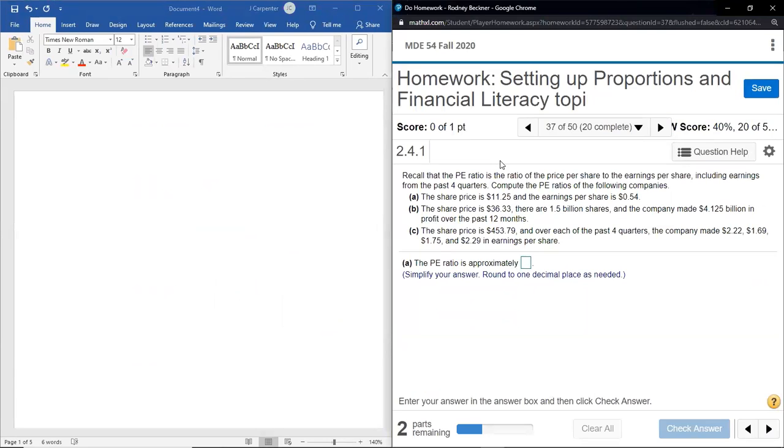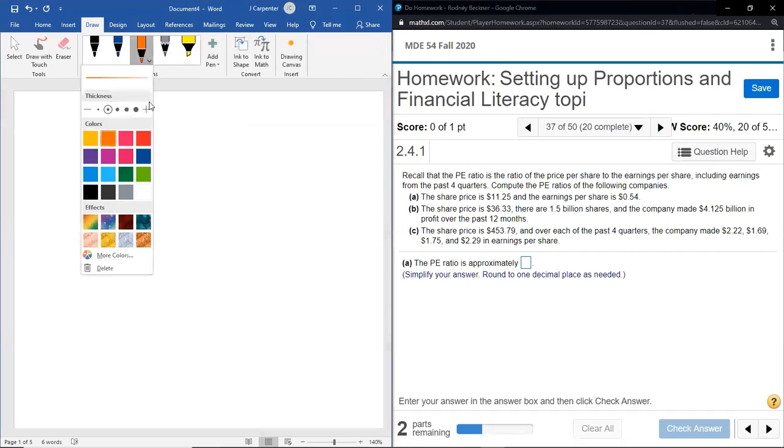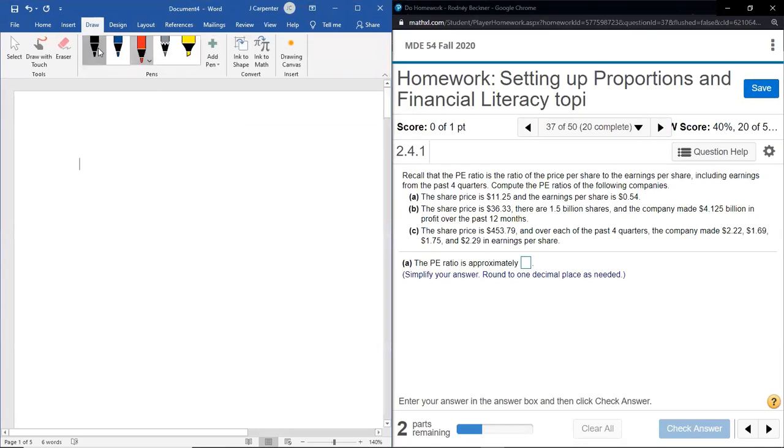Recall that the PE ratio is the ratio of the price per share to the earnings per share. Now, those wordings, those phrasings, if you will, are very important. The PE ratio. Remember, the word ratio means it's a fraction, so it has to be a fraction. What's the fraction? What are the units? Well, the top is the price per share, and the bottom is the earnings per share.